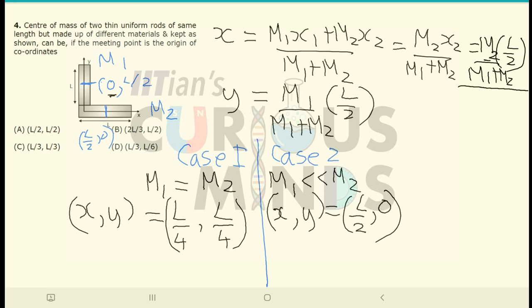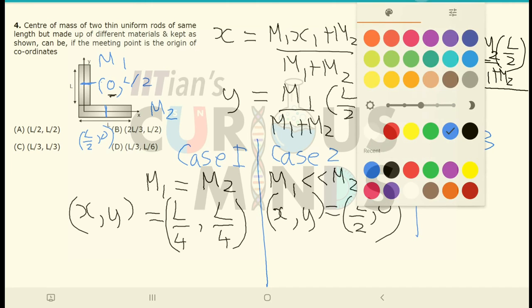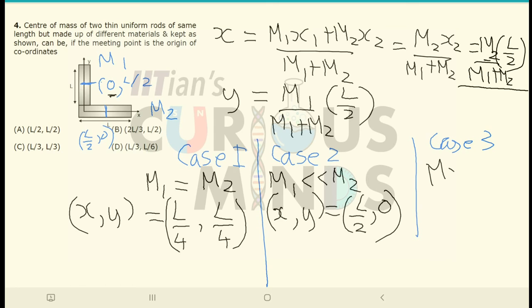In the third possible case, case 3, m2 is very small as compared to m1. So in this case, the same formula will appear, but instead of L by 2 comma 0, it will be 0 comma L by 2. So these are the three possible cases. Any case will lie between them.